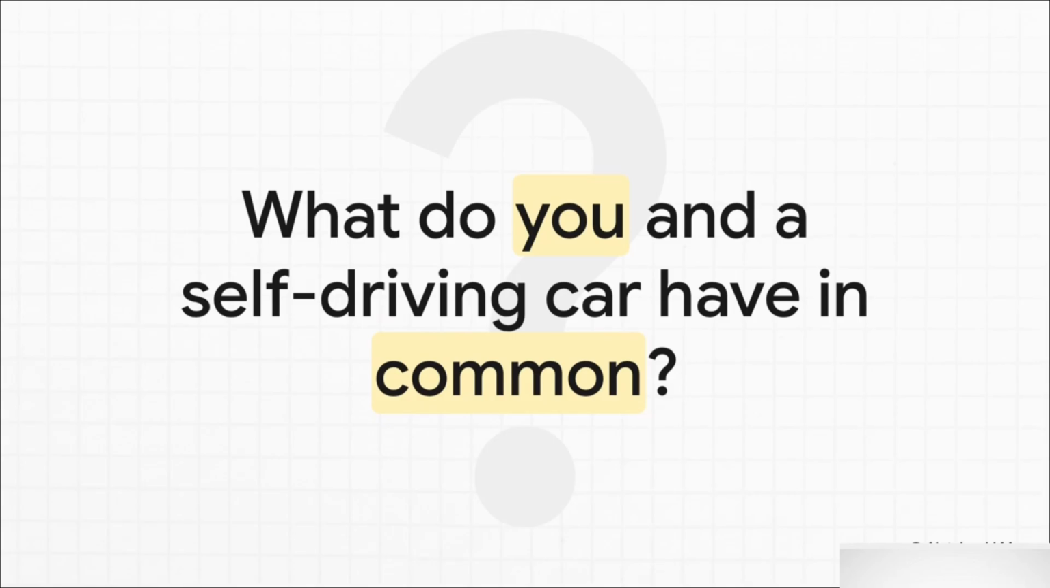So let me ask you a question. What could you, a robotic vacuum, and a self-driving car possibly have in common? I know, it sounds like the setup for a really weird joke, but the answer gets right to the heart of AI. The thing is, all three of you perfectly fit the definition of an agent.